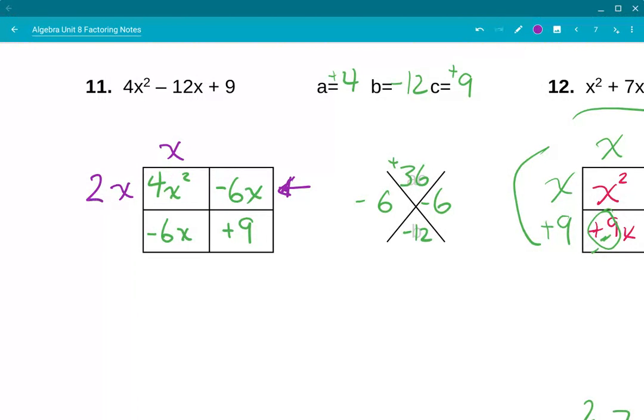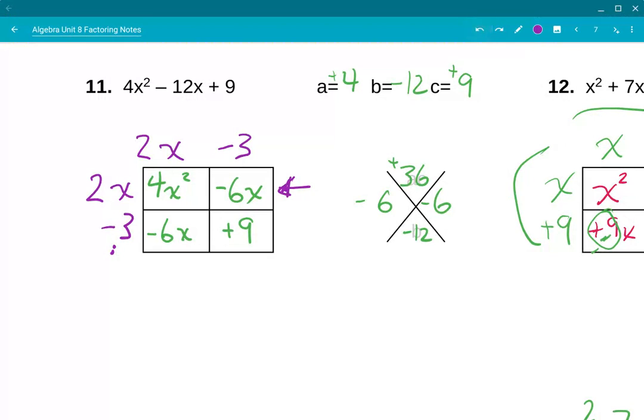Okay, so 2. 2 times, and now I need to ask myself this question. What times 2x gives me 4x squared? And that is 2x. 2 times 2 is 4. X times x is x squared. Now, what times 2 gives me a minus 6? That'll be a minus 3. 2x times minus 3 gives me minus 6x. And it's the same thing down here. It's the same numbers. And then we can check. Minus 3 times minus 3 gives me a positive 9.